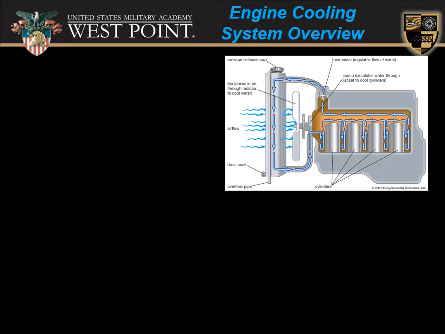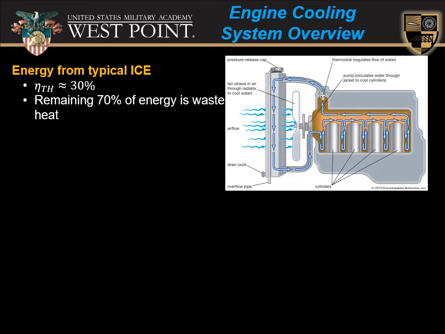So let's do an overview of the engine cooling system in general. I have a small picture here on the right-hand side. We're going to blow it up on the next slide and go into a little bit more detail. But a typical internal combustion engine has about a 30% efficiency. So where does all that extra energy go? Well, the remaining 70% of energy is waste heat.